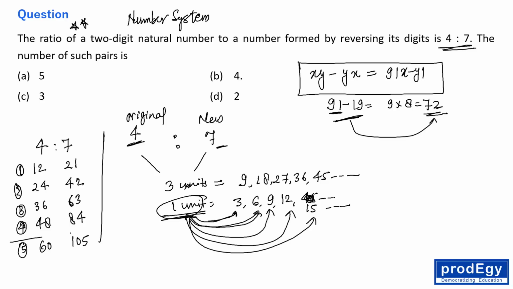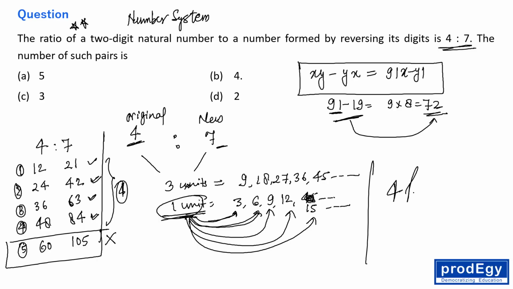It's a 3-digit number, so this won't be considered. Right. So how many pairs? 12, 21, 24, 42, 63, 36, 48, 84. So how many pairs? There are actually 4 pairs. Right. So the answer is 4 pairs. Okay, everyone, the answer is 4 pairs.